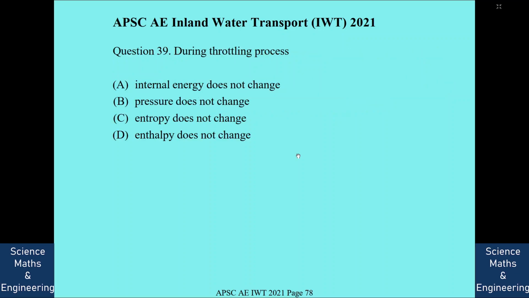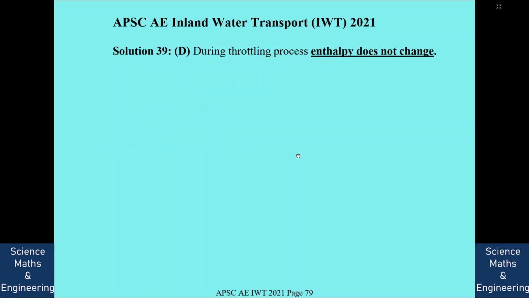Next. During throttling process, A, internal energy does not change, B, pressure does not change, C, entropy does not change, or D, enthalpy does not change. So the answer is, during throttling process, enthalpy does not change. Next.